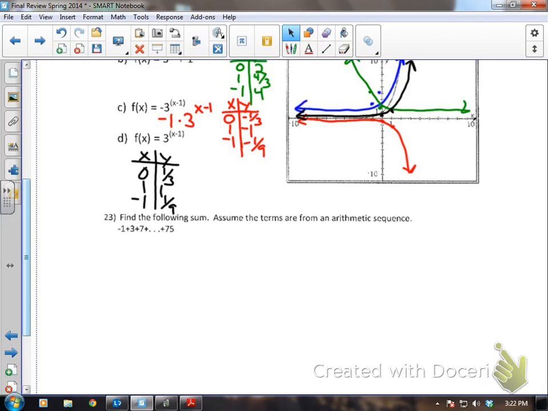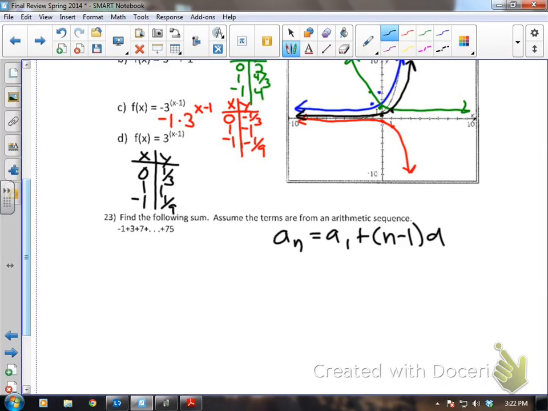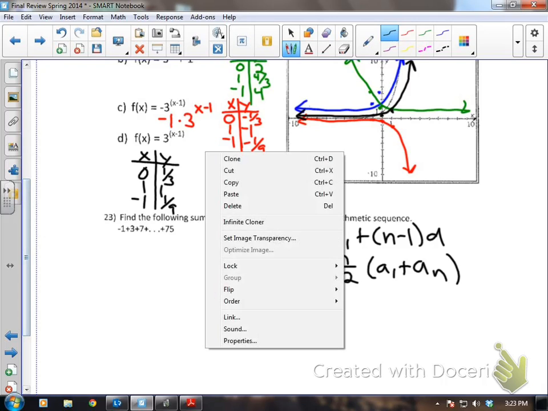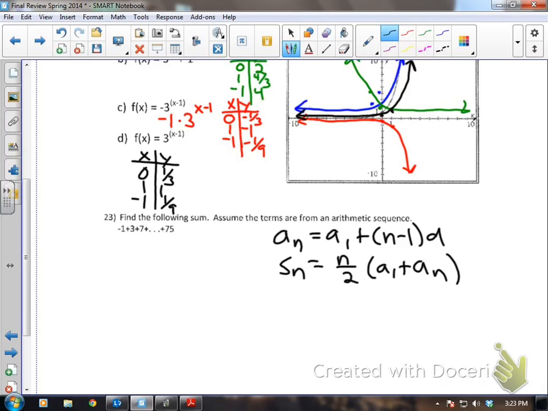And the two equations that we need off of that for an arithmetic sequence are these. a sub n is equal to a sub 1 plus n minus 1 times d. And then we also need the sum of an arithmetic sequence, so s sub n, which is equal to n over 2 times a sub 1 plus a sub n. So we need to know the first term and the last term, and we need to know what n is in order to find the arithmetic sum.